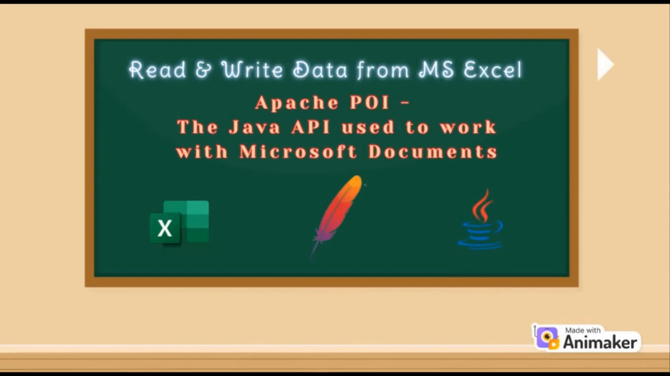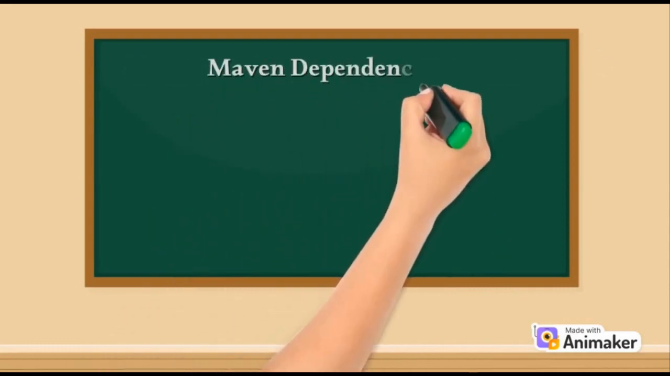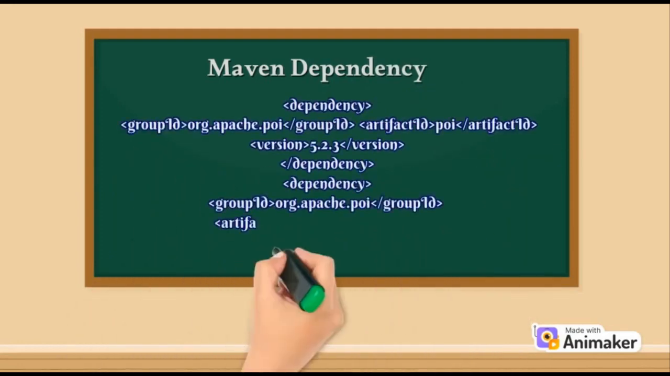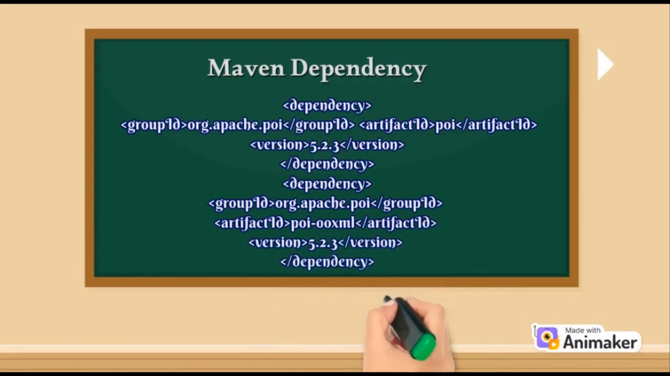What is the purpose of Apache POI? Before going to that, what are the dependencies we need to add in order to proceed with Apache POI installation? The first dependency is the Apache POI dependency. I have taken version 5.2.3, and apart from that there is one more dependency you need to add, that is POI XML 5.2.3. So these two dependencies you need to add into your Selenium Maven project in order to proceed with Excel automation.